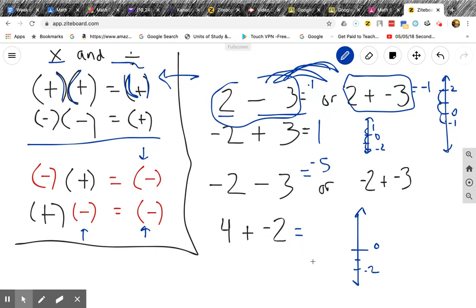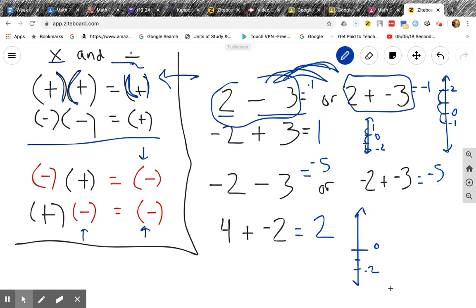What about 4 plus negative 2? I go up 4 and then down 2. So that would give me 2. Negative 2 plus negative 3 again, same thing. That is negative 5. So just a review.